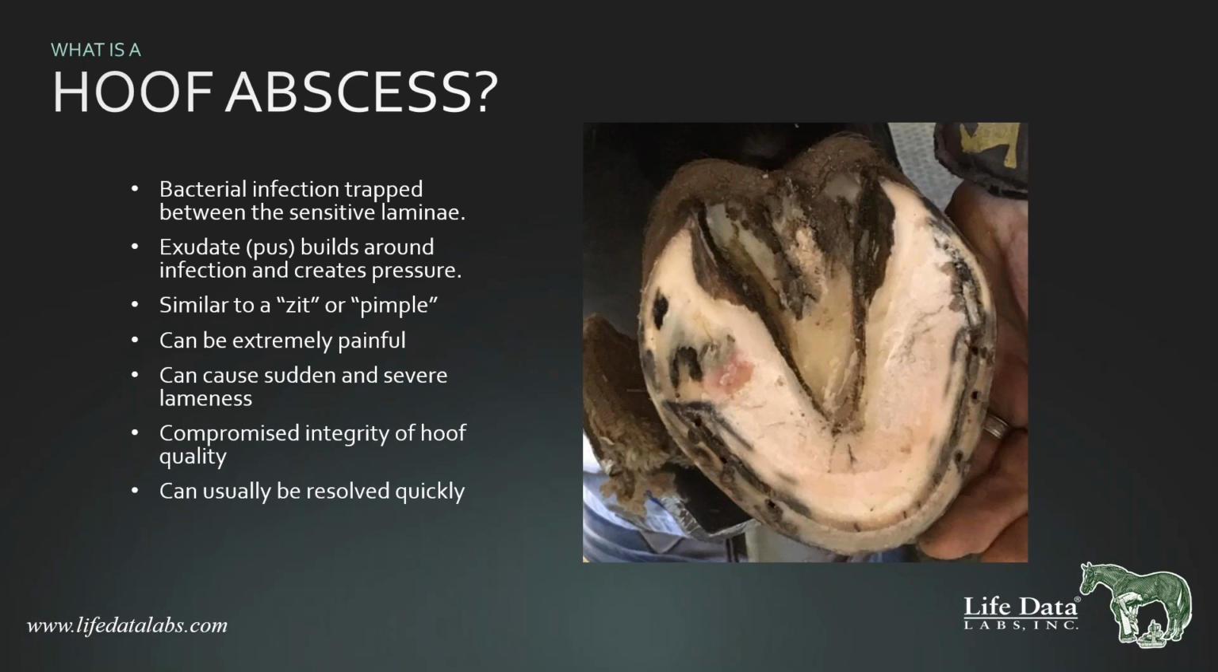The first thing that we need to understand is exactly what an abscess is. Actually, it's a bacterial infection, number one. And that bacterial infection is going to be located in the laminae. The laminae is the attachment mechanism that holds the hoof capsule to the coffin bone itself. As this infection grows in that laminae, we have tremendous pressure being exerted, especially on the nerves located there. And of course, this is going to cause pain within the hoof capsule itself.